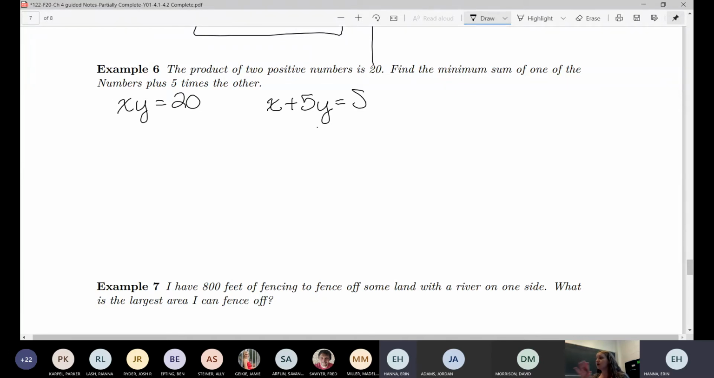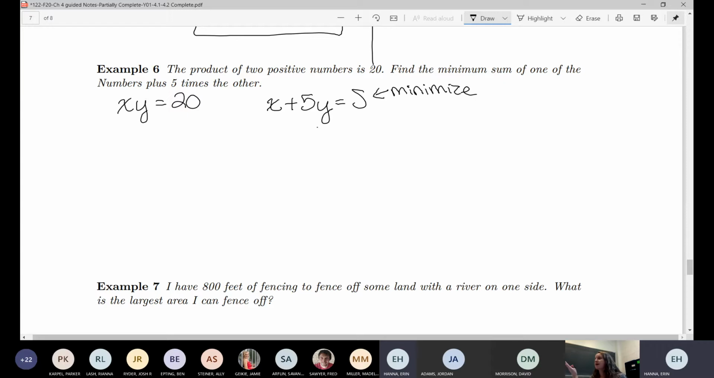Now, you could have written 5x plus y. It doesn't matter which one you put the 5 on because it's generic. I just chose to make it x plus 5y. If you chose to write 5x plus y, you would technically get the same answer. It's just that our x and y values would be flip-flopped, because you put the 5 on the x and I put the 5 on the y. But, okay, so here's the point. This is what we want to minimize.